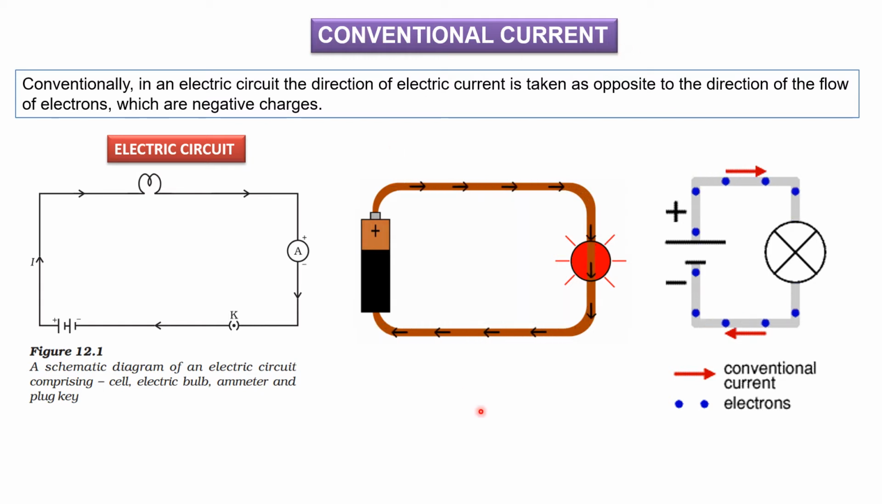And what is the direction of electrons? The electrons flow from negative to positive. Both of these you should mention in an answer. That means the current is flowing from positive to negative and the electrons flow from negative to positive. That means the direction of flow of current will always be opposite to the direction of flow of electrons. So that is called conventional current.